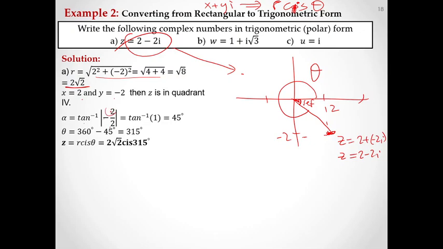So this is y, this is x. So minus 2 over 2. Its absolute value will be 1. So we get 45. So 45 is here. And now the rest is easy. Theta will be in the fourth quadrant, and it will be 315.